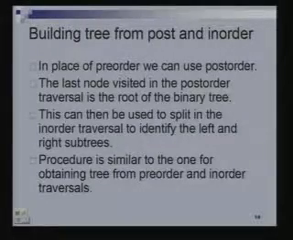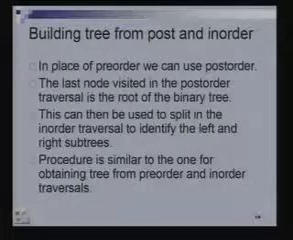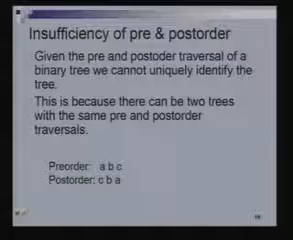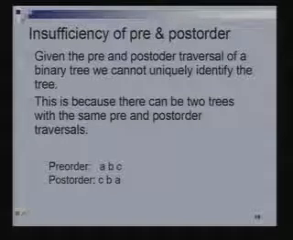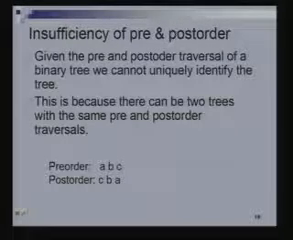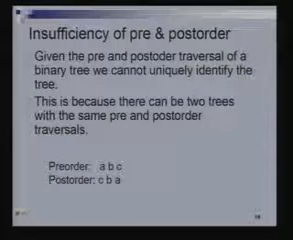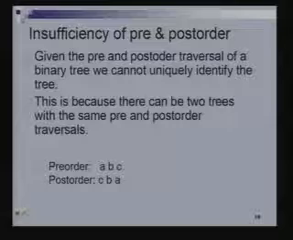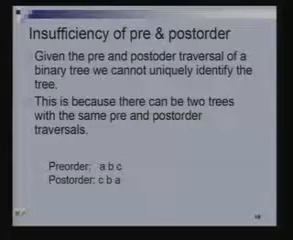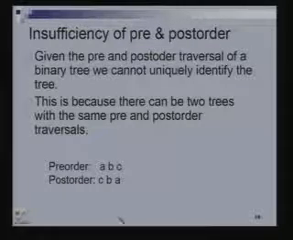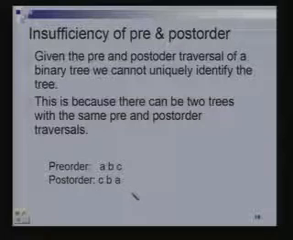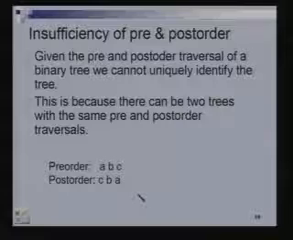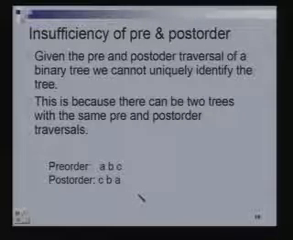Now, what's the third question? Given pre and post, can you do it? No. Given the pre and post-order traversal of a binary tree, you cannot uniquely determine the tree. The reason is there can be 2 trees which have the same pre and post-order traversal. So suppose I gave you this pre-order traversal and this post-order traversal, for a 3 node tree. What do you think is the tree?